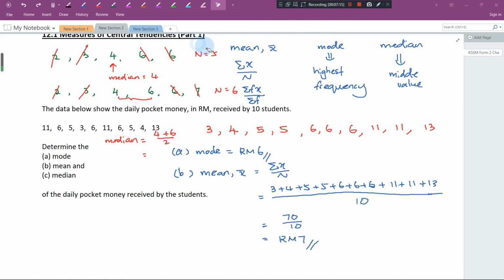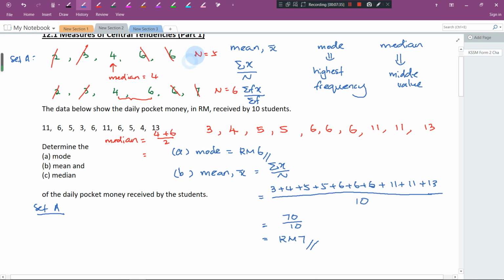Sometimes we have a lot of data, we are not able to cut like this. So how do we get the median with a faster way? Okay, we can do this method. Now we look at the set A. Let this data be set A.